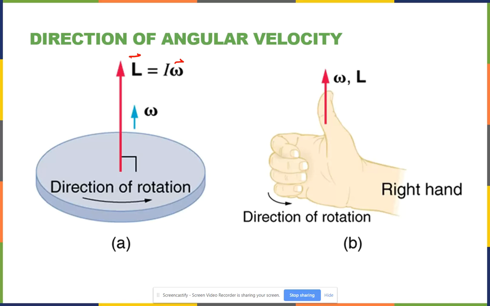Since the angular momentum is moment of inertia I times angular velocity, then the direction of the angular momentum is the same direction as the angular velocity. Just like linear momentum was mass times velocity, the direction of linear momentum is the same direction as velocity.